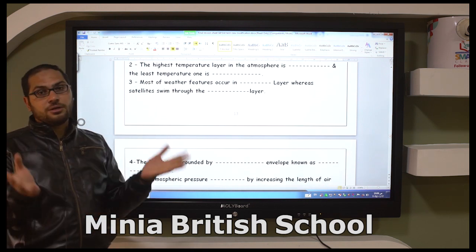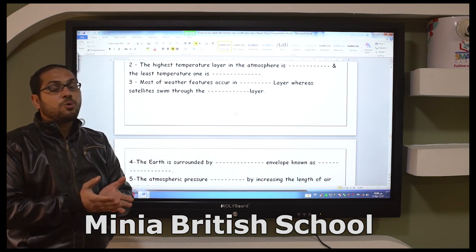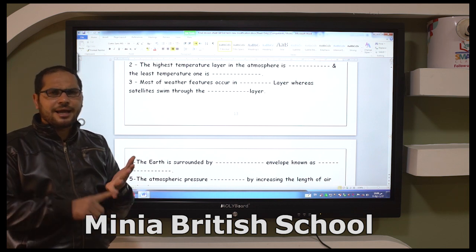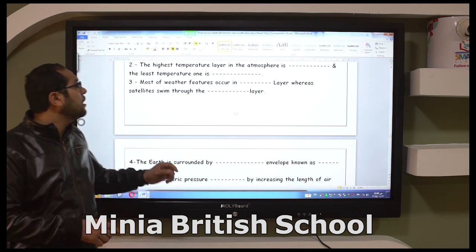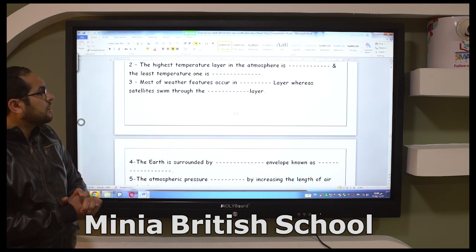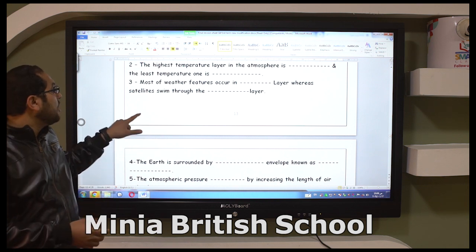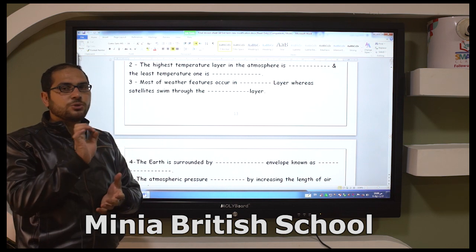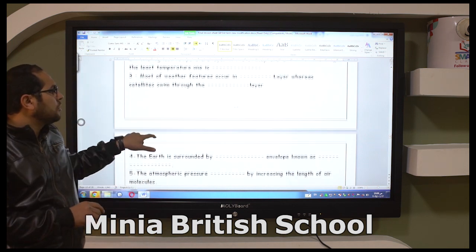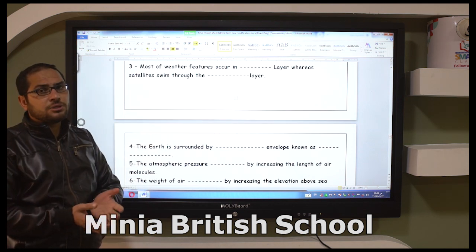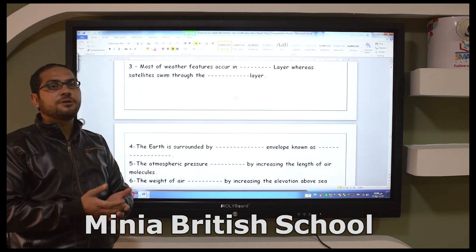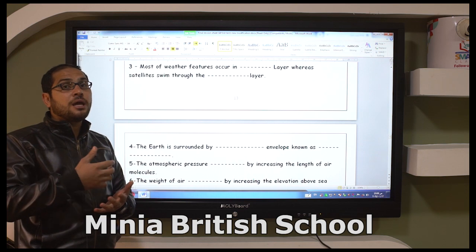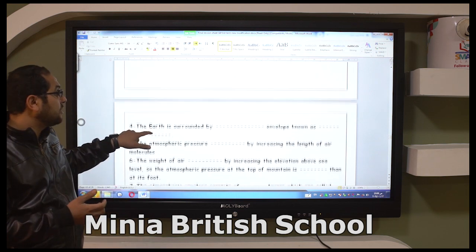Most weather changes or weather phenomena occur in the, like what? Like clouds, rains, winds. Most of the weather occurs in the troposphere layer, while the satellites swim in the exosphere. By the way, what is the importance of satellites? Satellites are very important for transmitting TV programs and weather conditions.